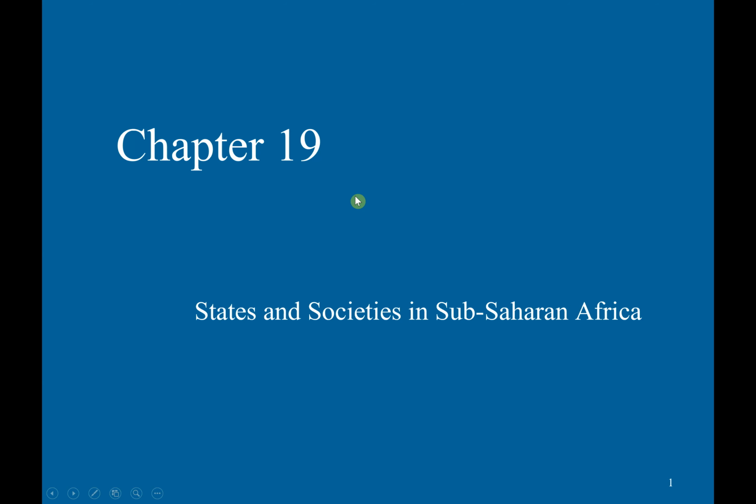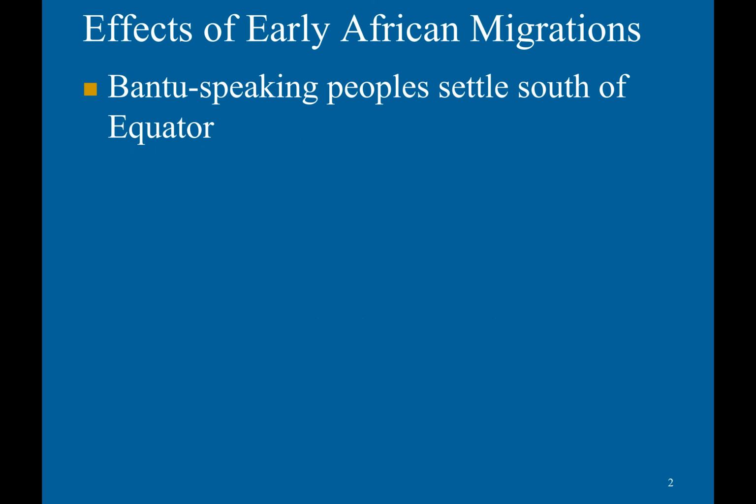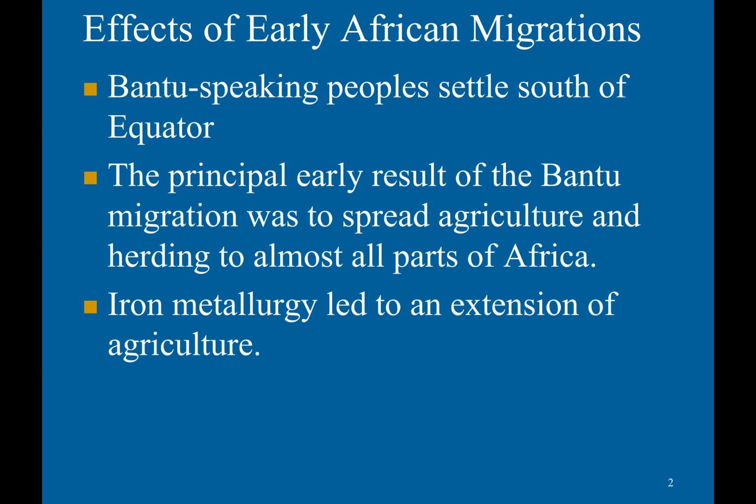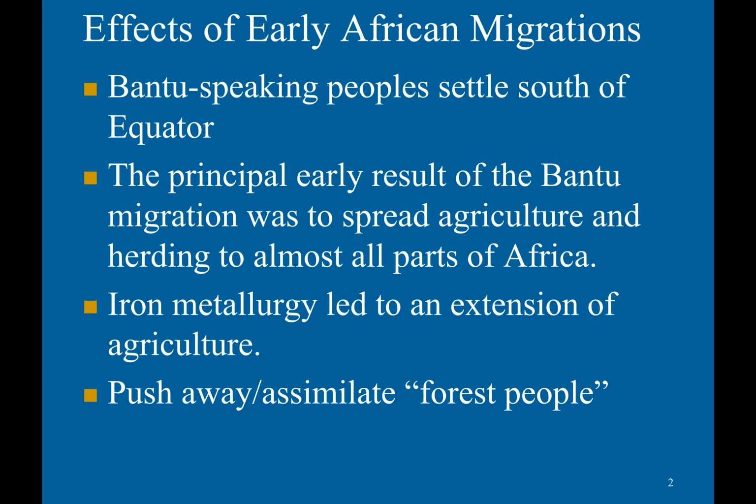This video will focus on Chapter 19, States and Societies in Sub-Saharan Africa. With the early African migrations of the Bantu people, Bantu-speaking peoples settled south of the Equator. The primary result of the Bantu migration was the spread of agriculture and herding to almost all parts of Africa. You also had the invention of iron metallurgy, leading to the extension of agriculture. They eventually pushed away or assimilated the forest people, and the population expands.